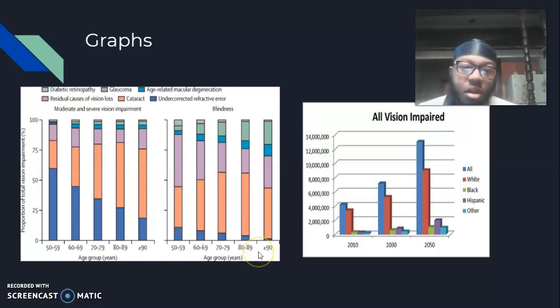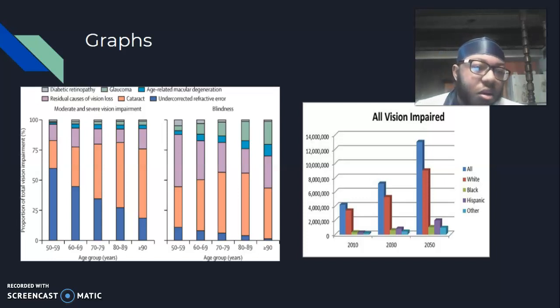These are some graphs I picked out. The one on the left is a graph for proportion of total vision impairment. It has two separate graphs for moderate and severe vision impairment, and on the right it has blindness, for the common causes, which are diabetic retinopathy, glaucoma, age-related macular degeneration, residual causes of vision loss, cataracts, and undercorrected refractive error. The y-axis shows age, and it gets higher and higher. For moderate and severe vision impairment, the most common cause is undercorrected refractive error.